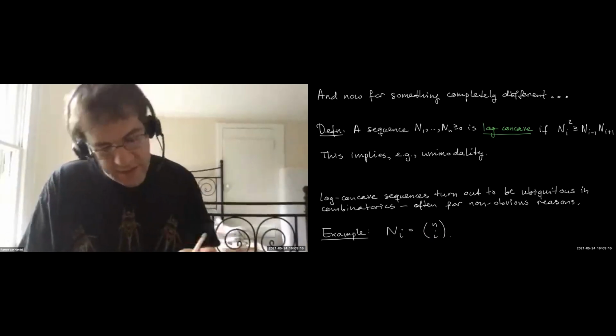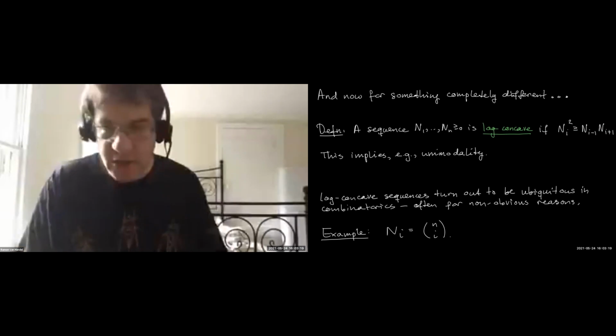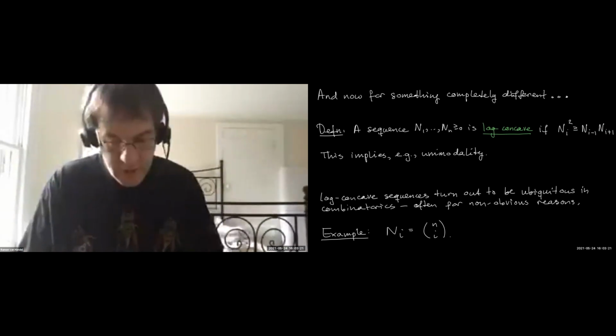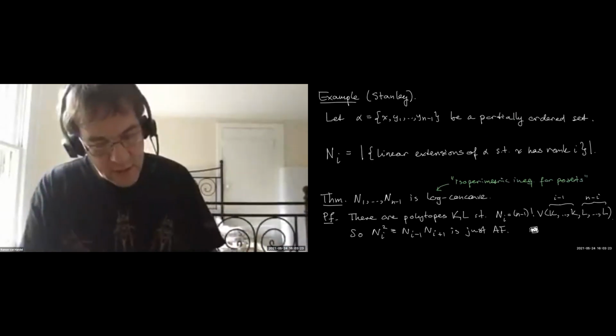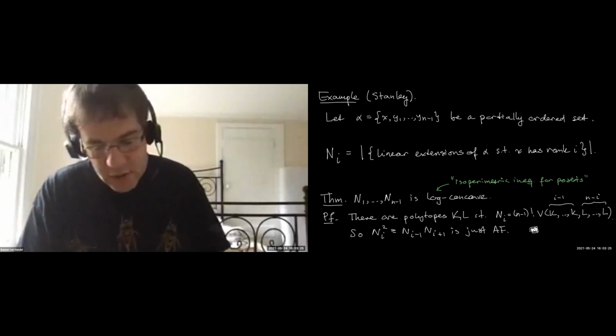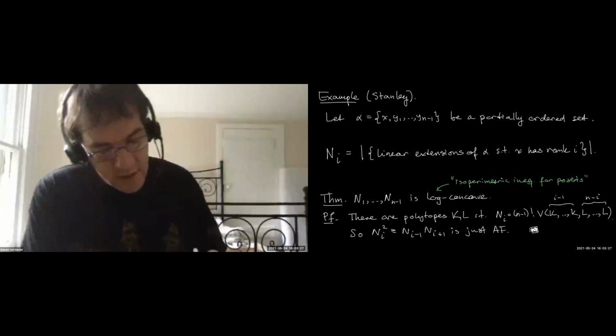But this you can just do by hand. But in other situations, it's not at all clear why things should be log-concave. So here's a classical example due to Stanley. This arises in the combinatorics of partially ordered sets. So let's take some set.